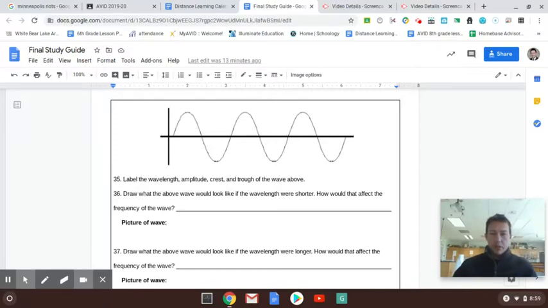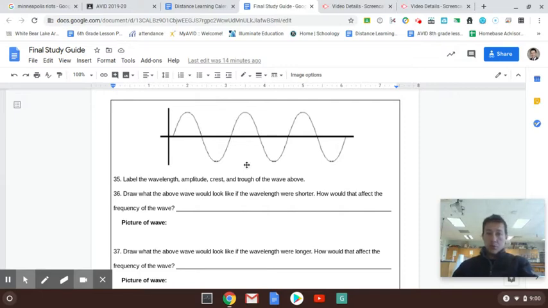35, label the wavelength, amplitude, crest, and trough of the wave above. Let's start with the wavelength. A wavelength is how long a wave is. So we measure a wavelength from the crest of one, or the top of one wave, to the top of another, that distance. So if I were to show you on the cursor here, from this point here to that point there, that is one wavelength. Or you can also measure from the bottom of one wave to the bottom of the next.